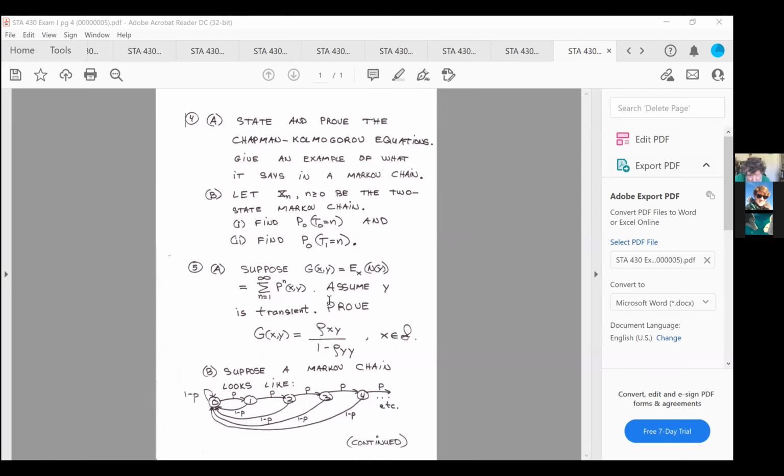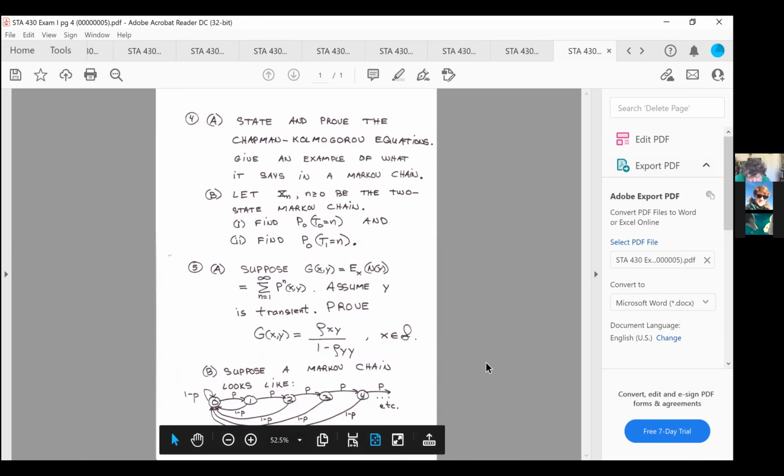Number 5, we haven't got there yet, 5a. It's in the book. It's around where we are, page 15 or so. So we'll get there before our test, and that's the next order of business. But look at B. B looks like an infinite Markov chain.